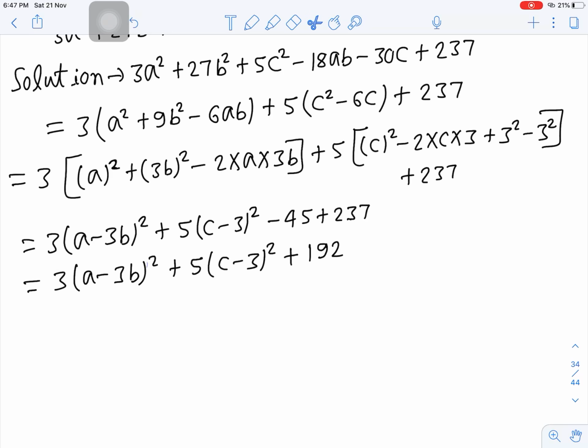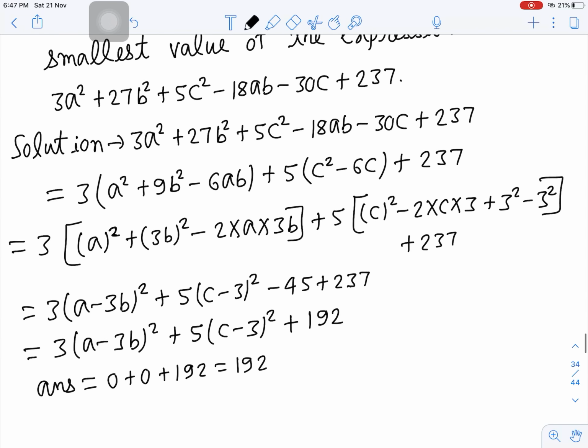Okay, now whenever you have a whole square, the minimum value can be 0, right? Because outside also it's positive, so a whole square is either 0 or positive. So the minimum value for this can be 0, and for this also it can be 0. So if you want to find the smallest value, this will be 0, this will be 0, plus 192. So you will get 0 plus 0 plus 192. So 192 is the answer.